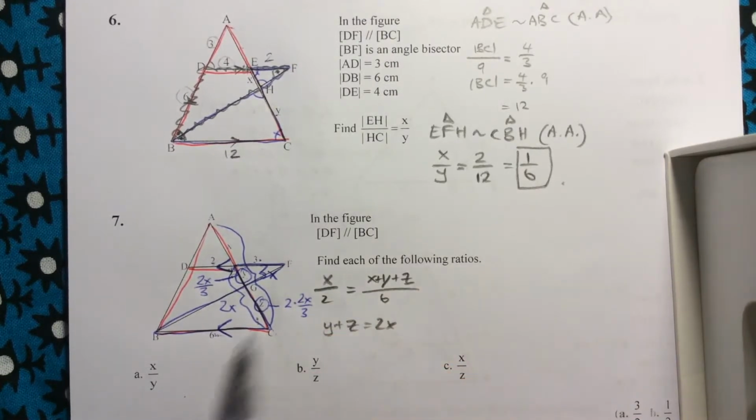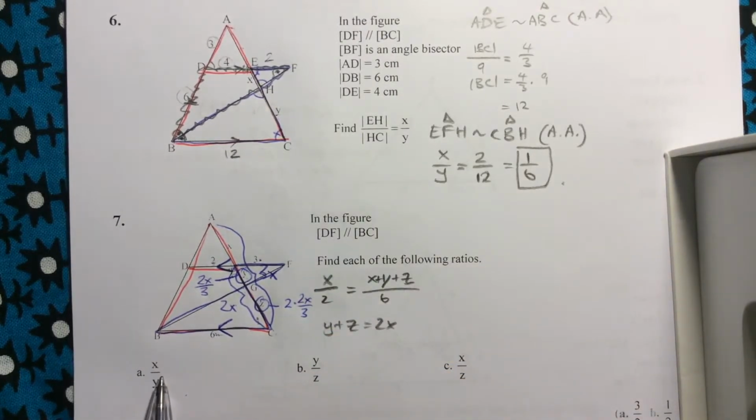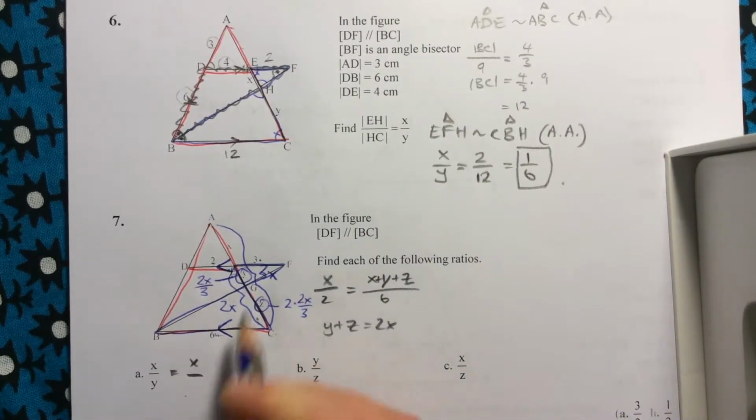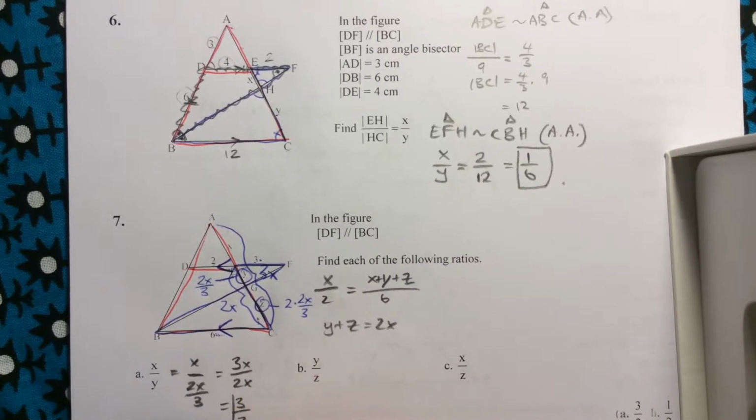2 times 2x over 3. So when we go to do these ratios, x over y, well, x is x, but y we can think of in terms of x as 2x over 3. And if we multiply the numerator and denominator by 3, we get 3x over 2x, which is 3 over 2. So we can do the same thing here with y and z.